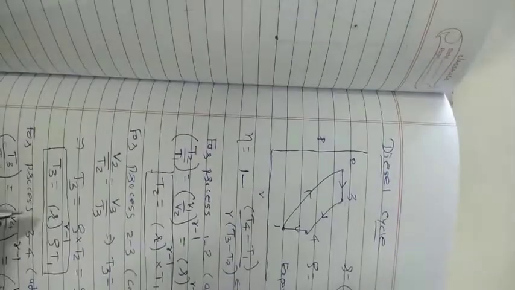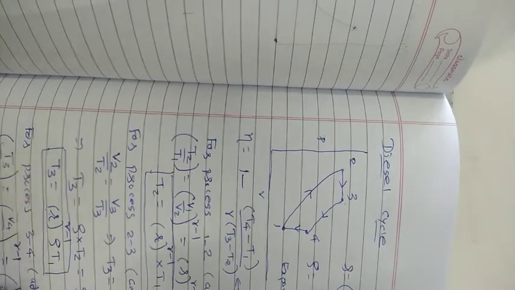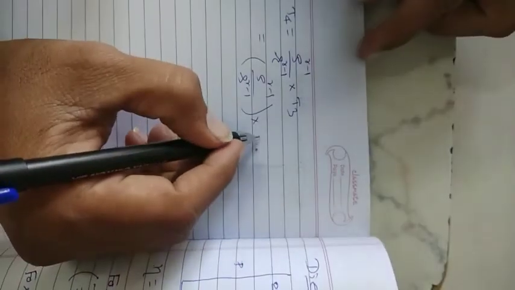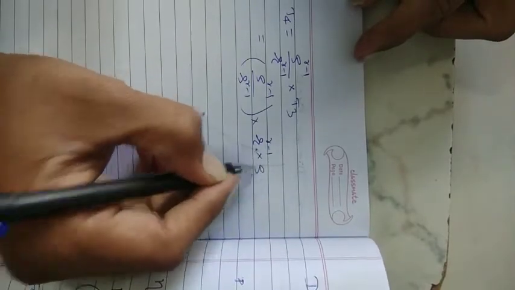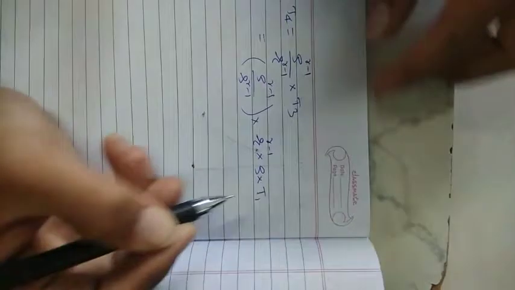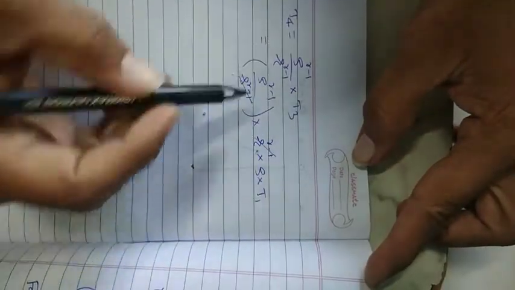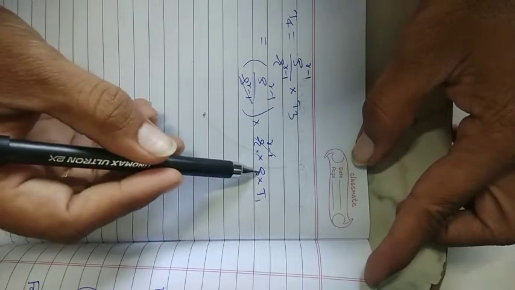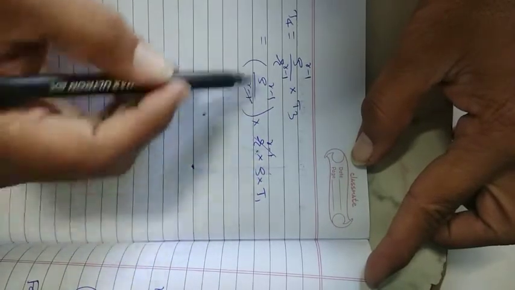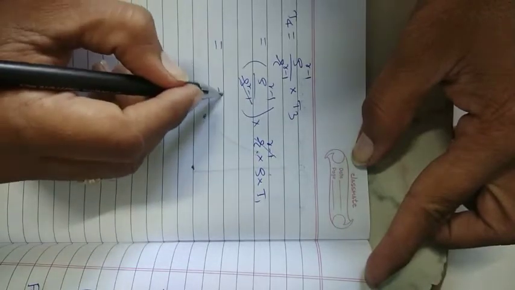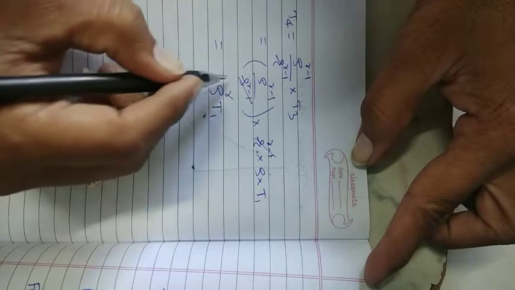Now in place of T3 we will write this: R raised to gamma minus 1 rho into T1. Clear? So this will be cancelled, and rho raised to gamma minus 1 into rho raised to 1. So this minus 1 and 1 will be cancelled out. So the final will be rho raised to gamma into T1.